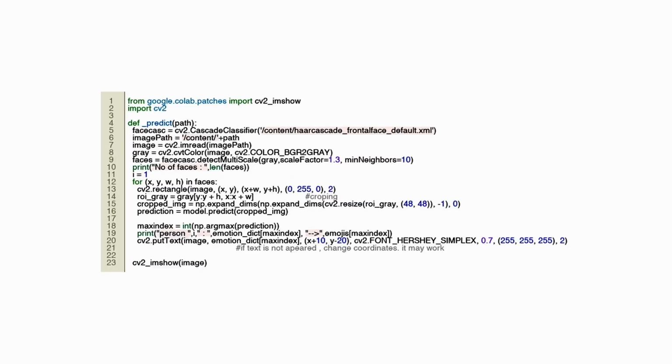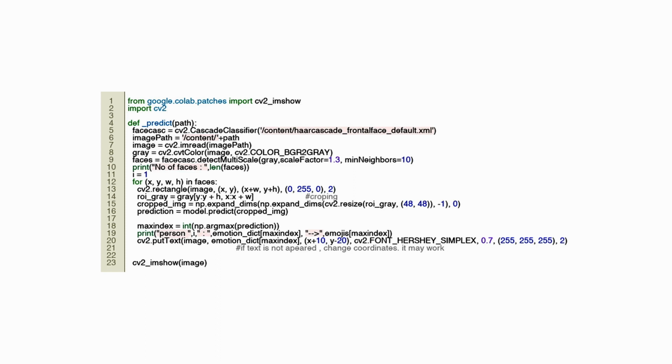This code is using the Haar cascade classifier to detect faces in an image. It starts by importing the necessary libraries and defining a function called predict that takes in a path parameter. The path is used to access the image to be analyzed. The image is then read and converted to grayscale. The next step is to use the face_cascade.detectMultiScale method to locate any faces in the image. The number of faces found is then printed.